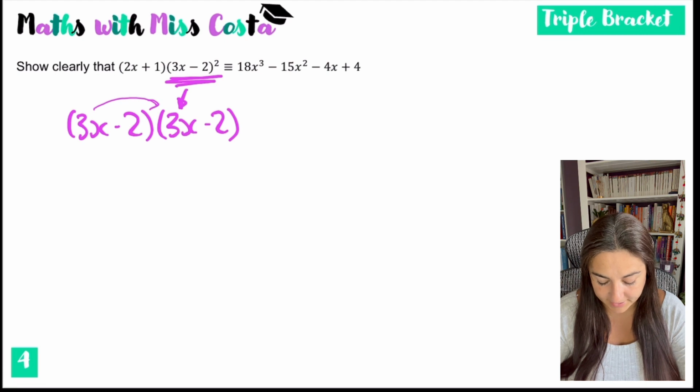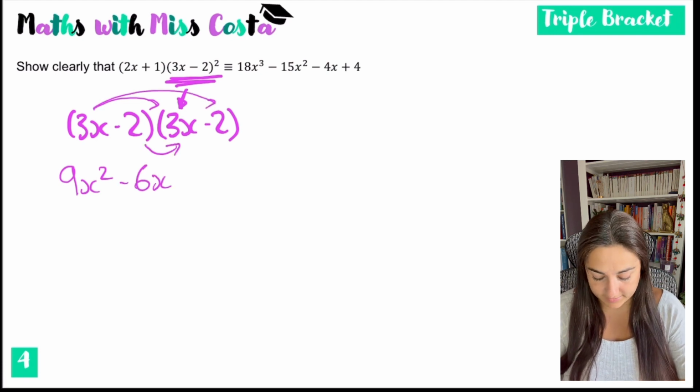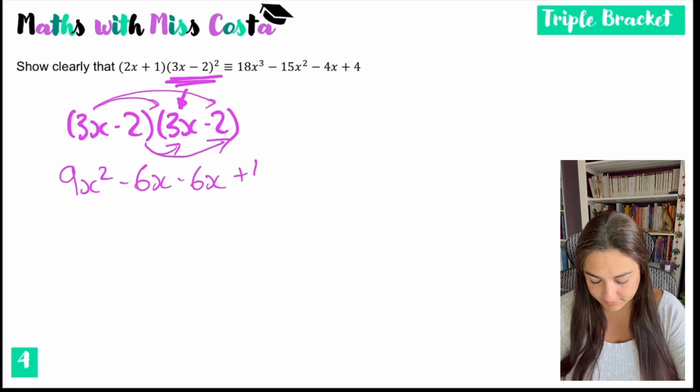So 3x times 3x would give you 9x squared. 3x take 2 would be minus 6x. Minus 2 times 3x would be minus 6x again, and minus 2 times minus 2 would be positive 4. So let's simplify that. We'd get minus 12x plus 4.